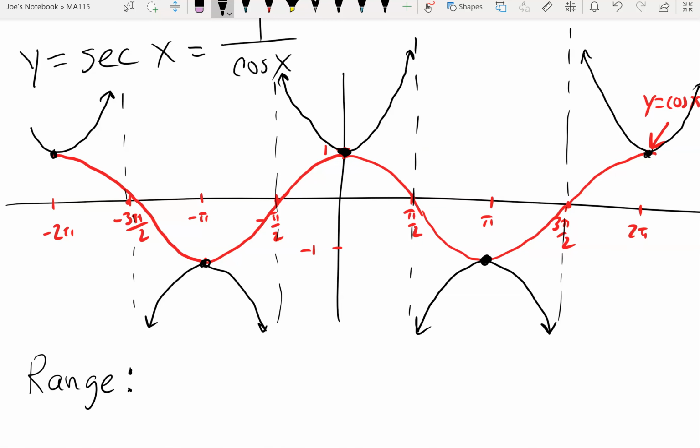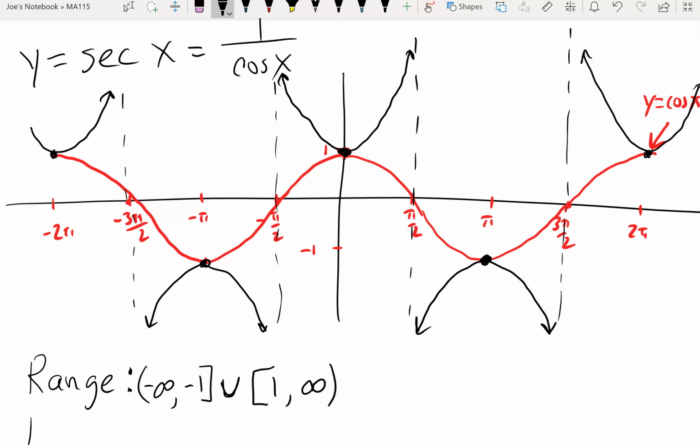Let's look at the range. Notice the range is actually in 2 pieces, isn't it? What's one piece of your range? 1 to infinity. Do I include 1? Does it actually hit that point? Yes, it does, right? So I would do a bracket 1 up to infinity. What's another piece? This is where we do the union symbol. Bracket negative infinity to -1, written in the other direction. So -1 and below, or 1 and above, right? That's our range. So we've got that gap in the middle.